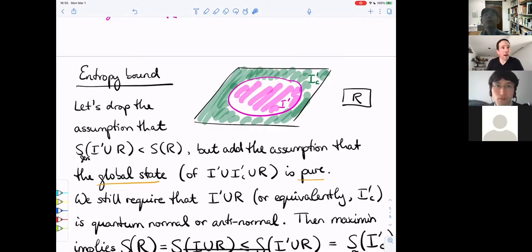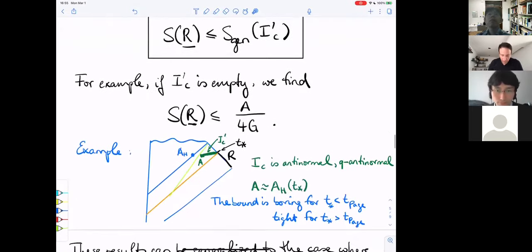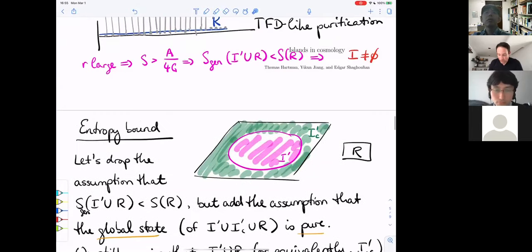Okay, so I think I'm out of time, and so I won't discuss the generalization to the case where this reservoir is inside the spacetime, but with reasonable assumptions, that doesn't make too much of a difference, as one would expect on physical grounds. So I'll stop here and take some more questions.